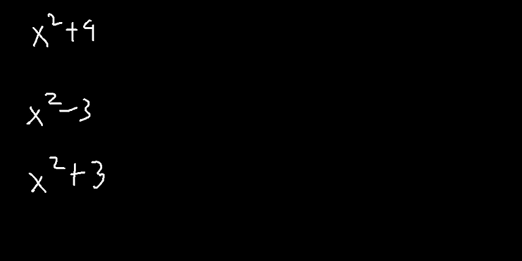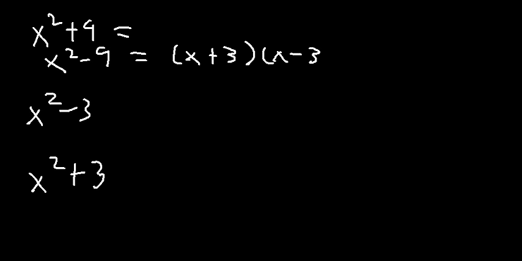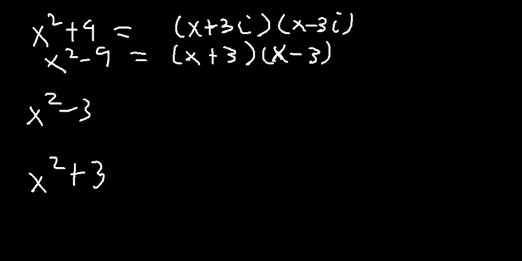So let's try some examples, including the use of radicals. Let's say you want to factor x squared plus 9, x squared minus 3, and x squared plus 3. When you have the sum of perfect squares, you're going to use imaginary numbers. But I'm going to compare it to x squared minus 9. X squared minus 9 is going to be x plus 3, x minus 3. But x squared plus 9 is going to be x plus 3i and x minus 3i. So all you got to do is add an i to it.